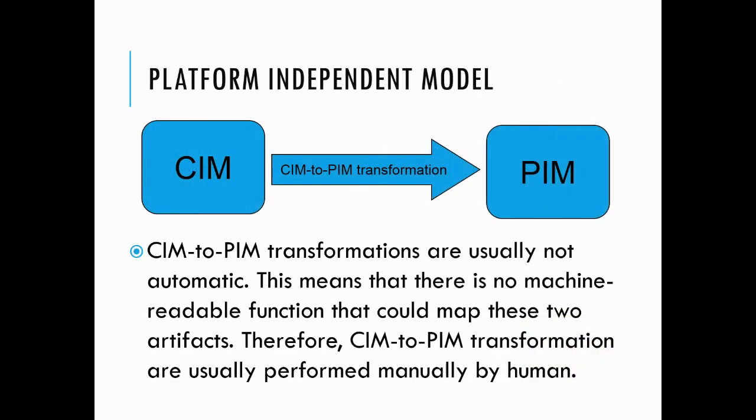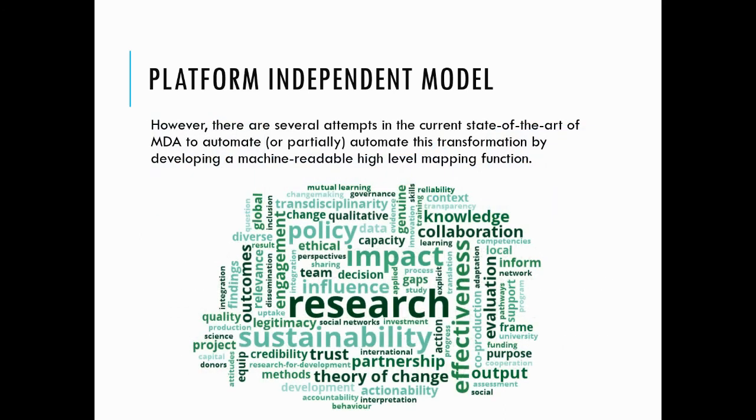A CIM to PIM transformation is usually not automatic. This means that there is no machine-readable function that could map these two artifacts. Therefore, CIM to PIM transformations are usually performed manually by humans. However, there are several attempts in the current state of the art of MDA to automate, or at least partially automate, this transformation by developing a machine-readable high-level mapping function.